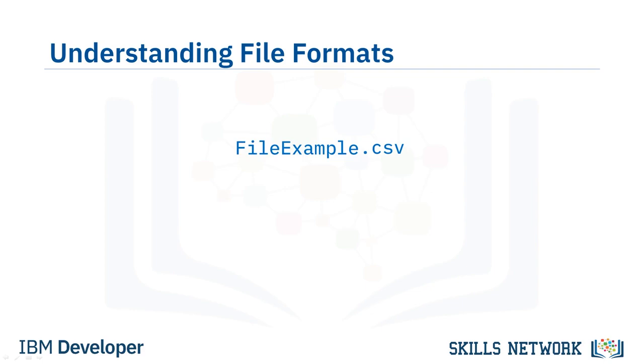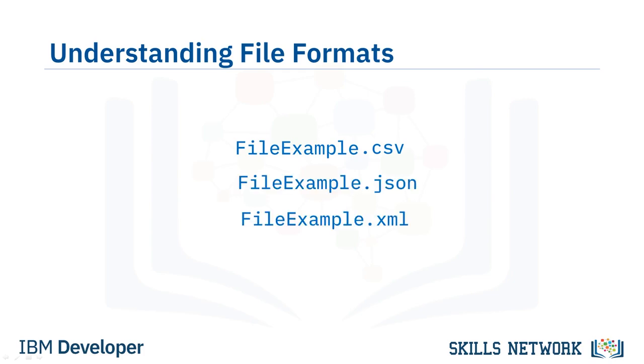For instance, if you see a title like fileexample.csv, you will know this is a CSV file. But this is only one example of different file types. There are many more, such as JSON or XML.